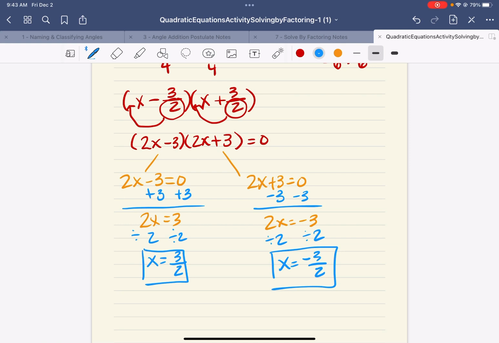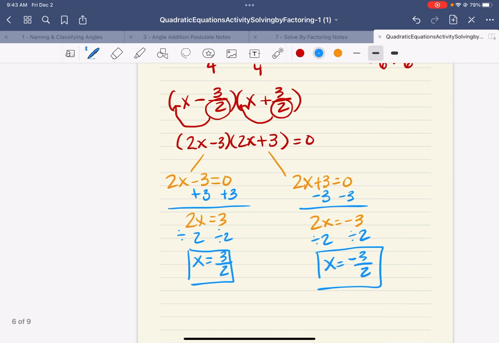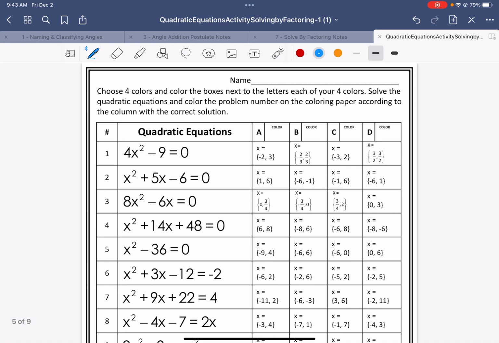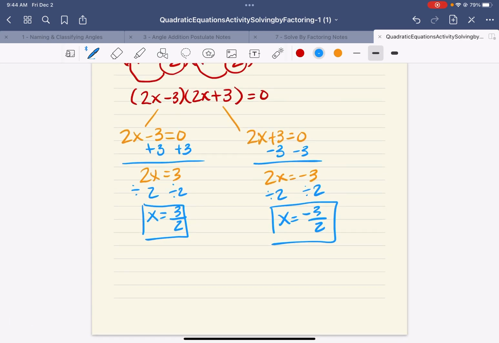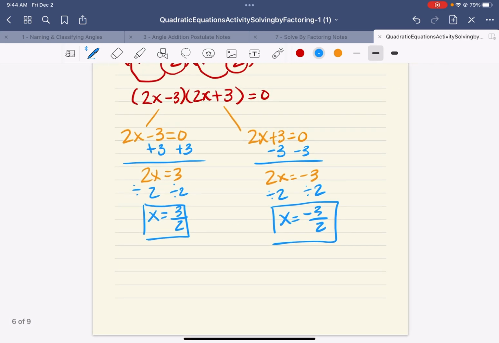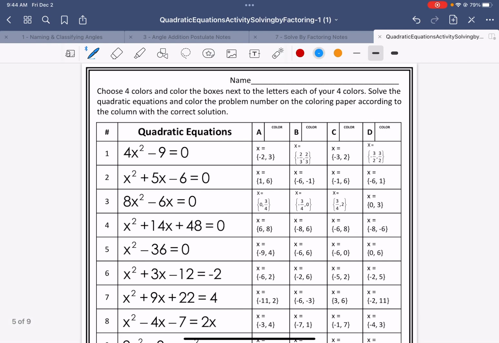All right, so those are our x-intercepts. And our solutions, if you look at your answer choices, do you see how they're in brackets? When it's in brackets like that, that means it's a list. When it's in parentheses, that's an ordered pair. So which one has 3 over 2 and negative 3 over 2? Yeah, it would be this one right here. So whatever color you chose, your answer is going to be D.